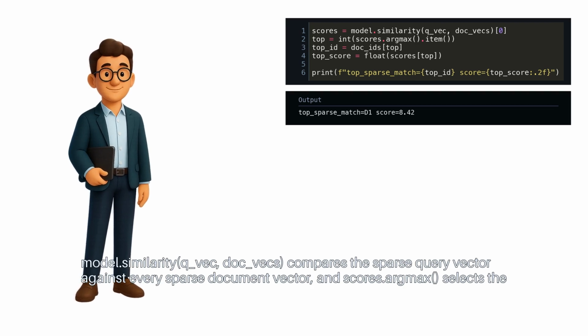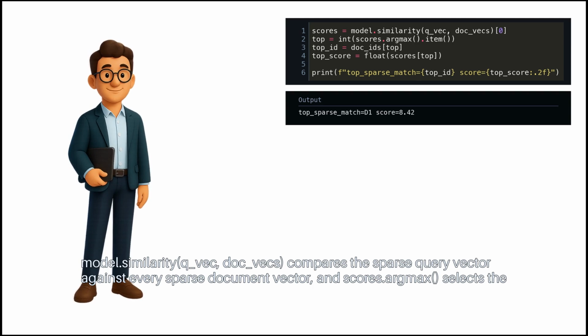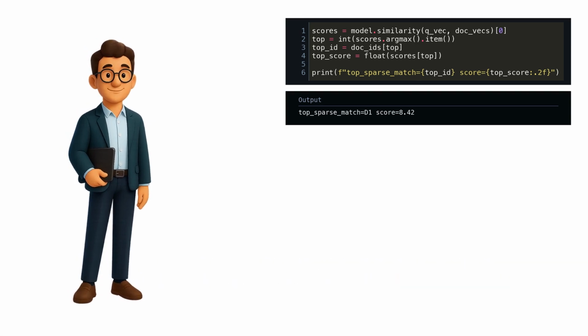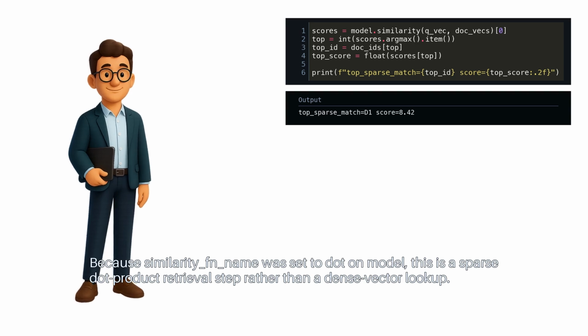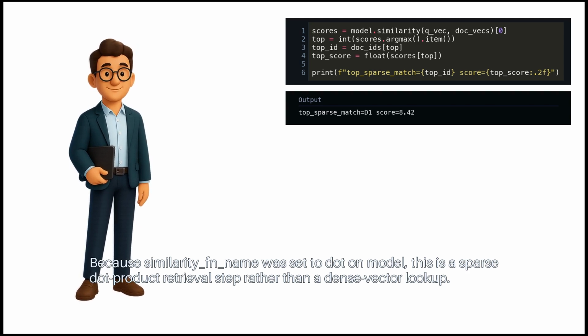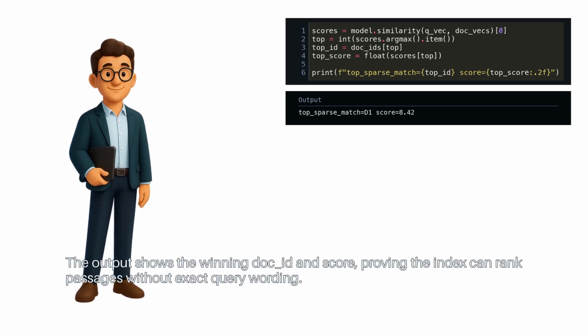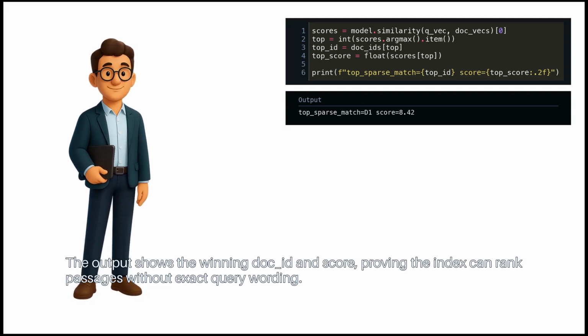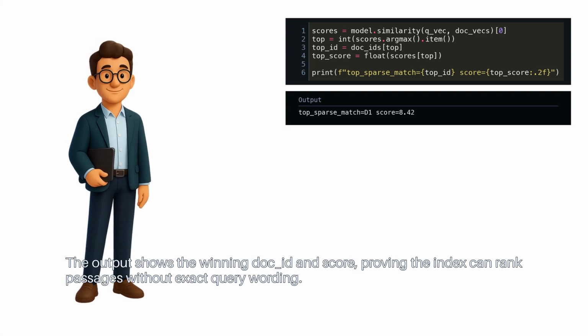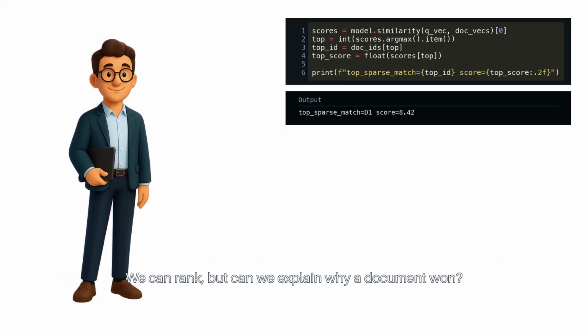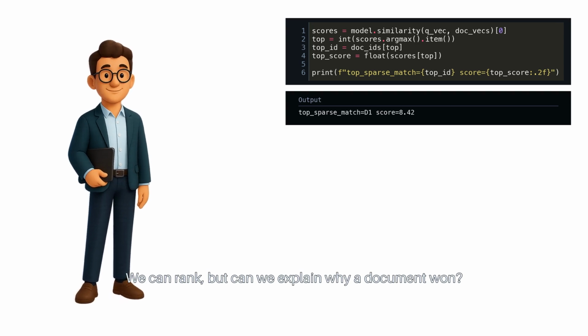model.similarity, query_vec, doc_vecs, compares the sparse query vector against every sparse document vector, and scores.argmax selects the highest scoring passage. Because similarity_fn_name was set to dot on the model, this is a sparse dot product retrieval step rather than a dense vector lookup. The output shows the winning doc ID and score, proving the index can rank passages without exact query wording. We can rank, but can we explain why a document won?